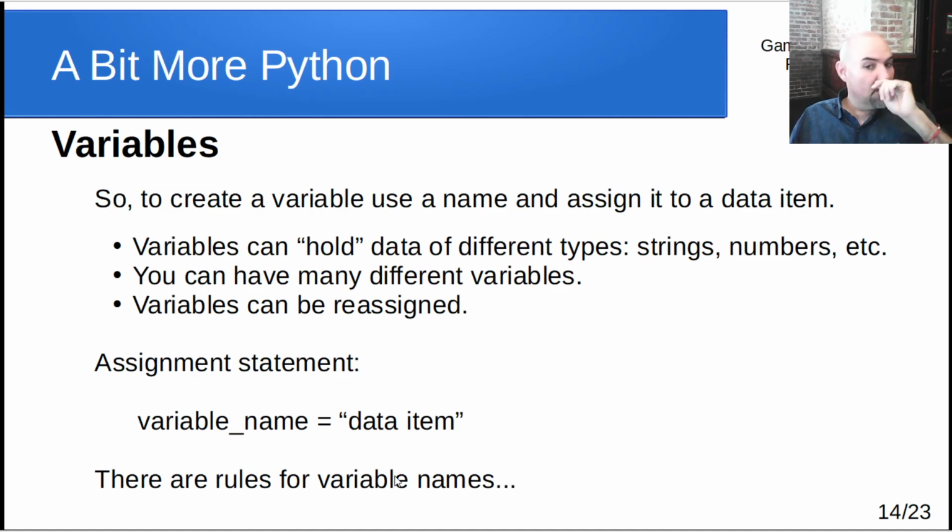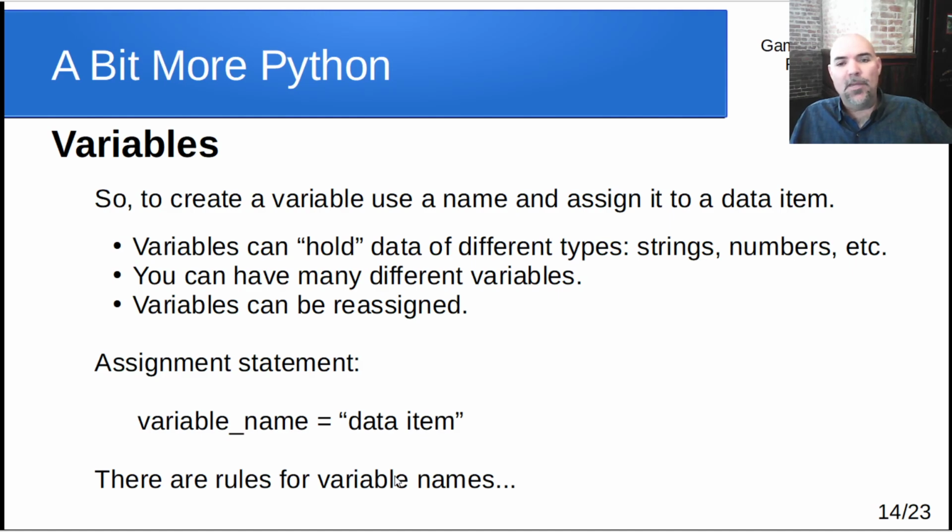Okay, so to create a variable, we just use the name and the assignment operator, which is just the equal sign, and we assign some data item to that. Notice that variables can hold different data types. It can hold strings, numbers, and the numbers could be integer numbers or decimal numbers. And as we'll see later on in the semester, variables can hold data of really any type we want.